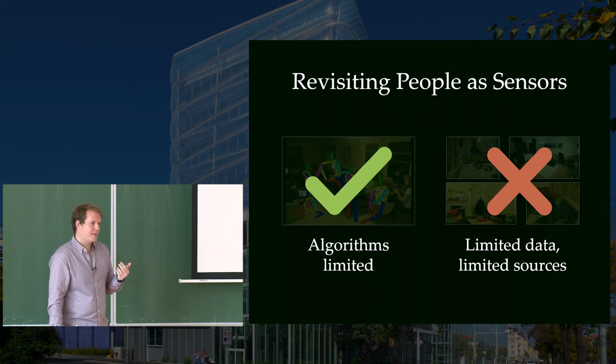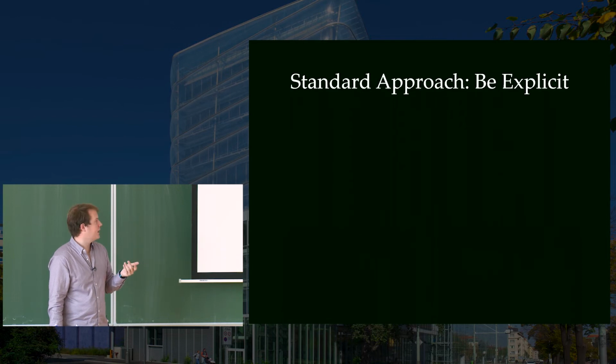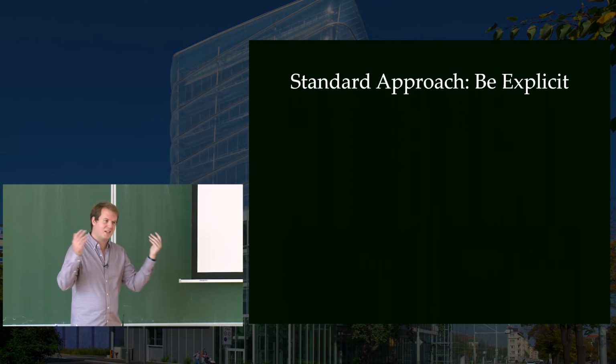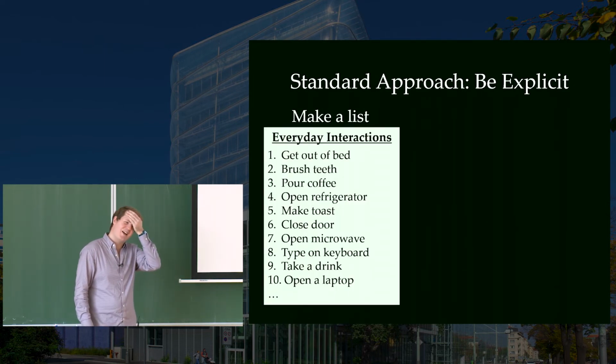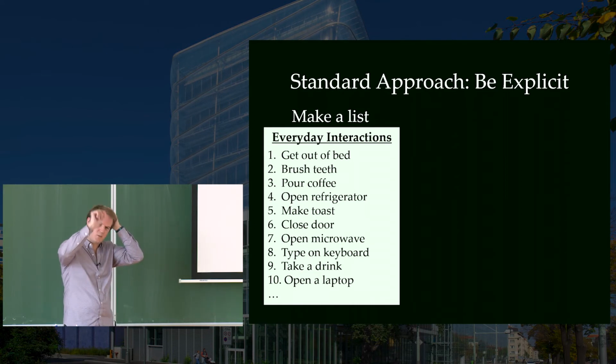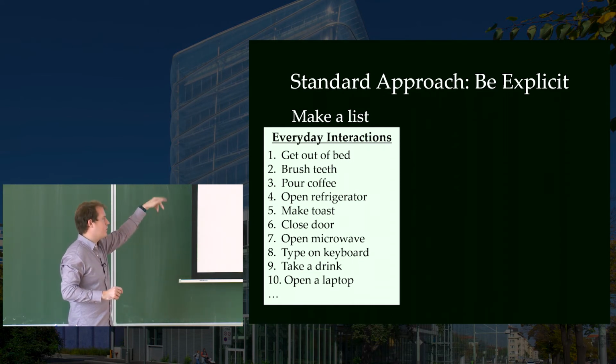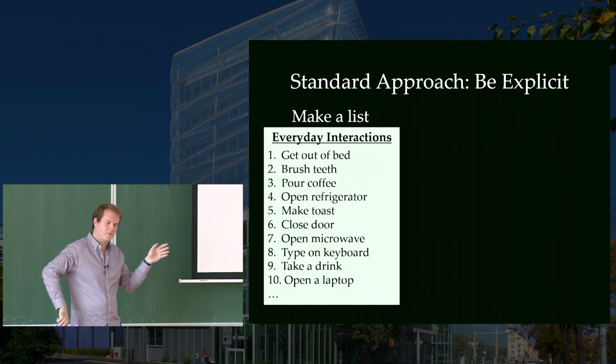The actual reason why this is the case is that the standard way to collect data is to be very explicit. If you've collected a data set yourself, you probably remember this process where you sit down in an office and say, oh, we're going to make a data set. It's going to be an everyday interaction data set. And you make a big list of what you want: get out of bed, brush teeth, pour coffee, open refrigerator, and so on and so forth. And you just sit down and make it.